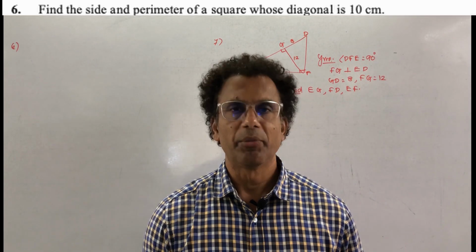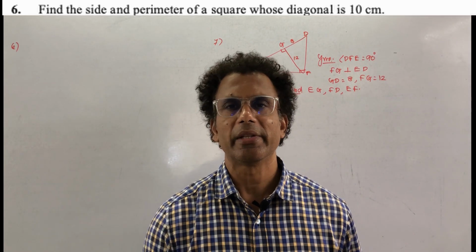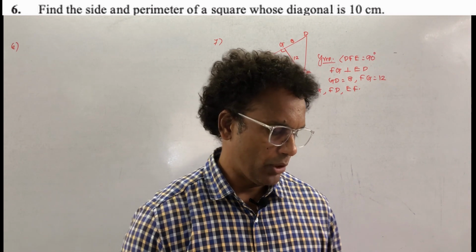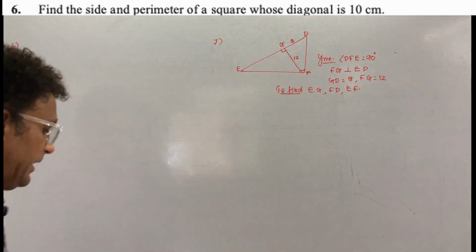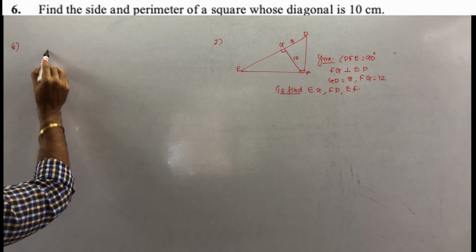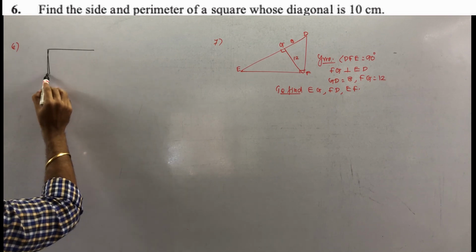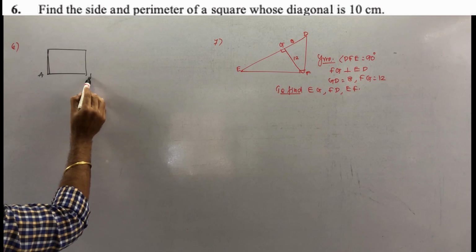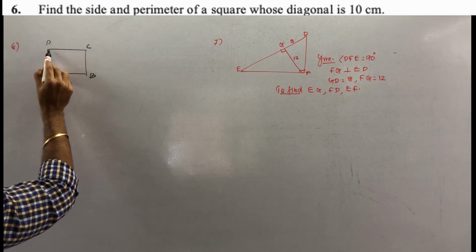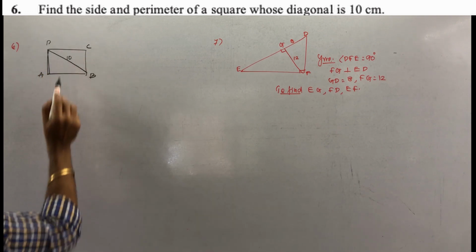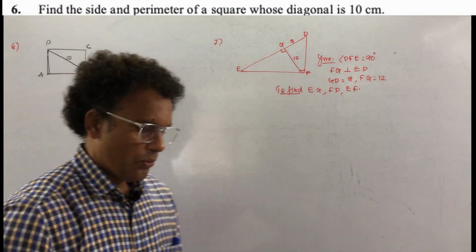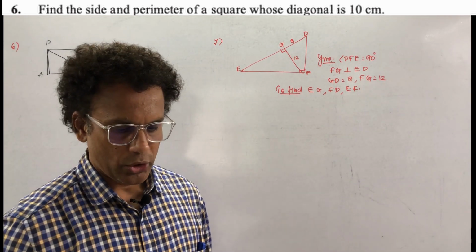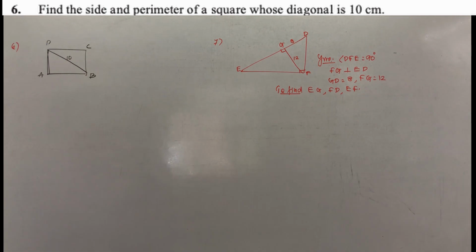Now check with your sum number 6 and 7. Again very simple sums. 6 में क्या बोला है? Find the diagonal, find the side and perimeter of a square. I'll draw a diagram over here. So this is what you get over here, a square. So let us assume this is A, B, C, D is a square. और ये हो गया diagonal which they are given as 10. एकदम simple है. Find the side and perimeter of a square whose diagonal is 10 centimeter.